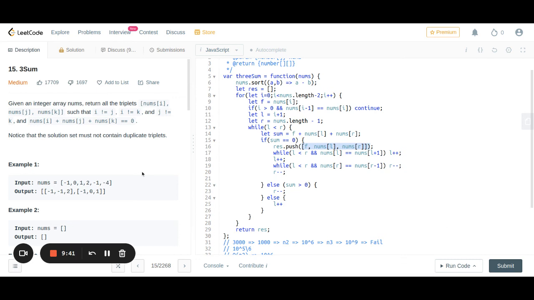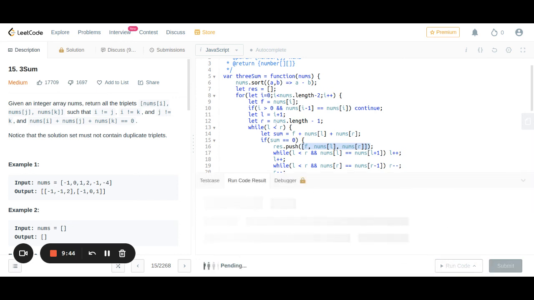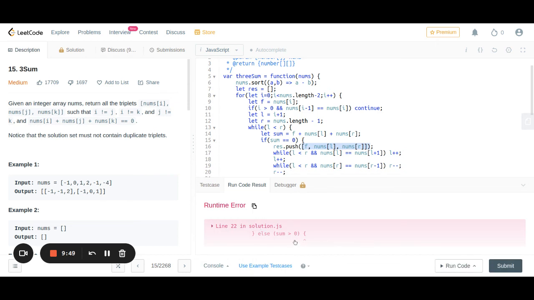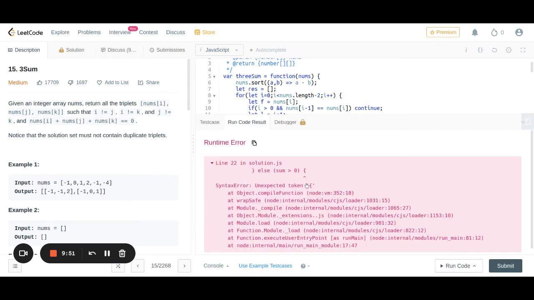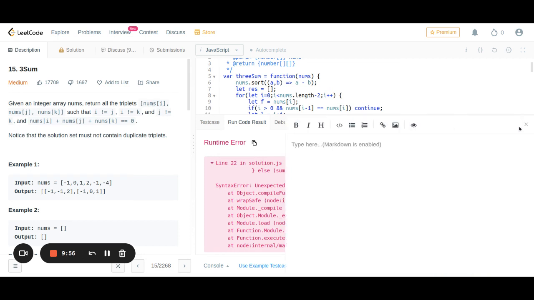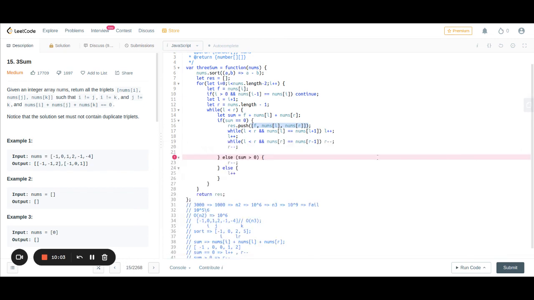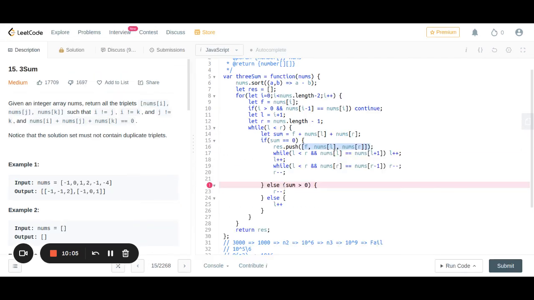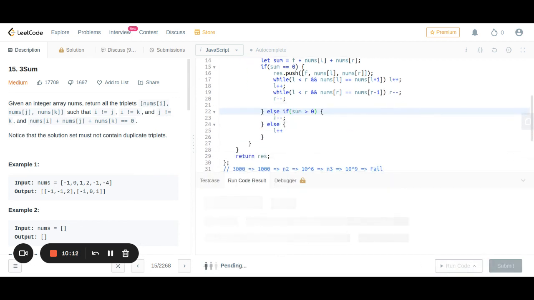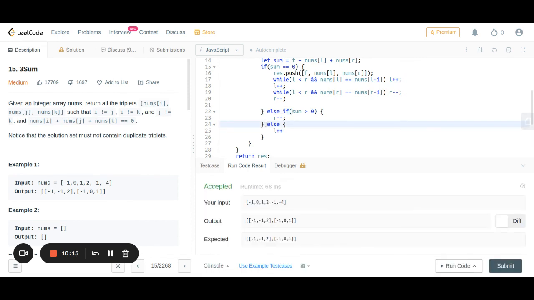So let's try to run this code. Okay, so there is an error. What is the error? Okay, let me check. No, this should be else if. Sorry for that. So that should be an else if condition, and the last should be the else.